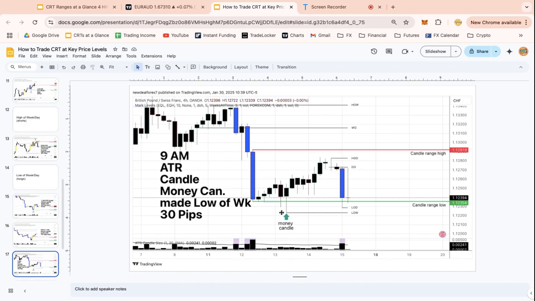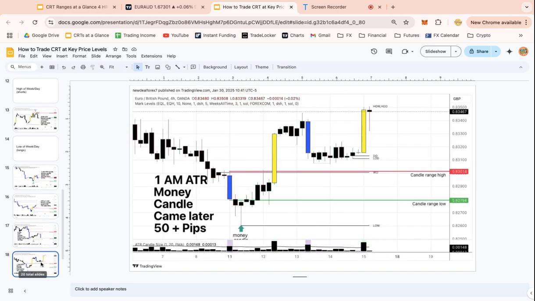It's not a science. Okay, but this is the last candle here. Money candle happened here, low of the week. Okay, money candle did make the low of the week right there, and then price went up. But this was only good for about 30 pips. It didn't quite reach the top of the range before it came back down. So, you'll have that too. Just be aware. A lot of things can happen.